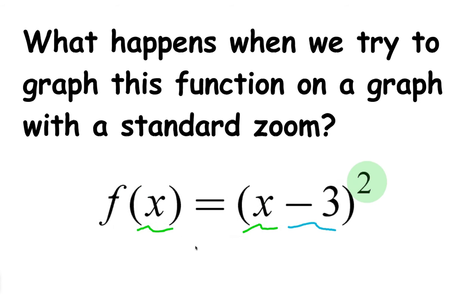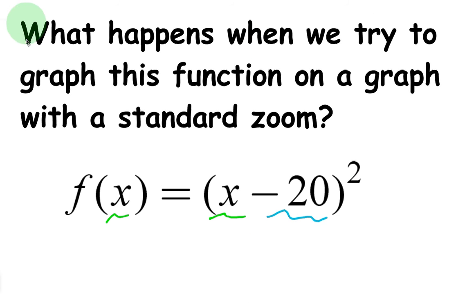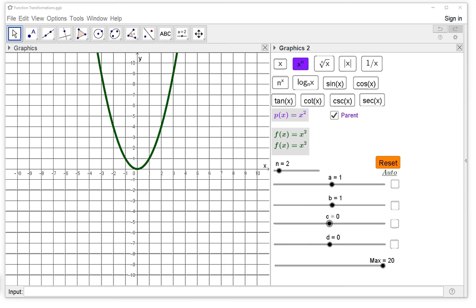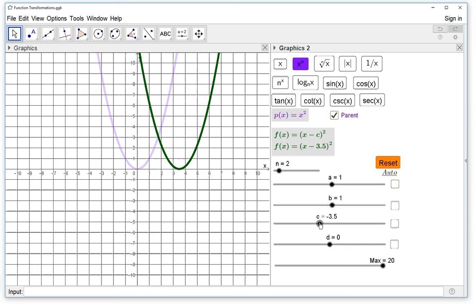Let's change it up a little bit more than that. What happens when we try to graph this function on a graph with a standard zoom? So now let's try x minus 20 squared. Okay, now we're going to try to graph x minus 20 quantity squared. Now see, what happens is that the graph goes completely off of our standard zoom.